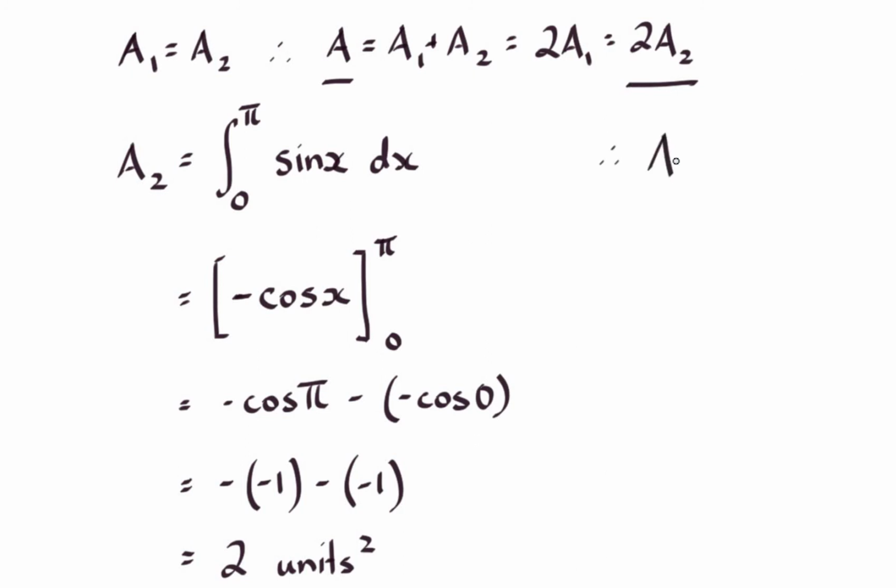Therefore, the total area, which is 2 lots of area 2, is going to be 2 lots of 2. And so our total area is 4 square units. Okay, so this example has led us to consider a few interesting things. So let's write some notes about those now.